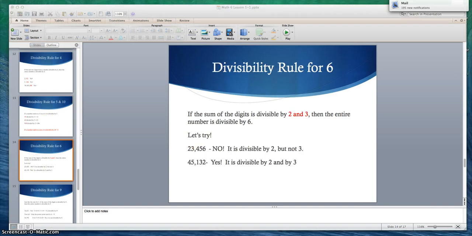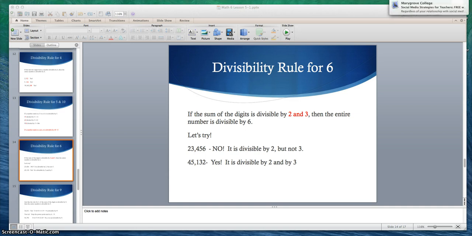Okay, divisibility rules for 6. If the sum of the digits is divisible by a 2 and a 3, it has to be divisible by both, then the entire number is divisible by 6. So remember, if it's an even number, it's going to be divisible by 2. If the sum of the digits adds up and is divisible by 3, then that number is divisible by 3. So they have to be divisible by 2 and 3 in order to be divisible by 6. So let's try it.